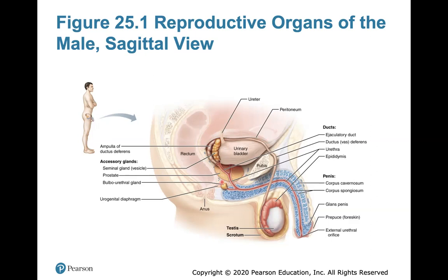Here we have different glands: the bulbourethral gland, prostate gland, and seminal gland or vesicle all produce different fluid for the sperm to create semen. And we'll go over some other things in a little bit too.